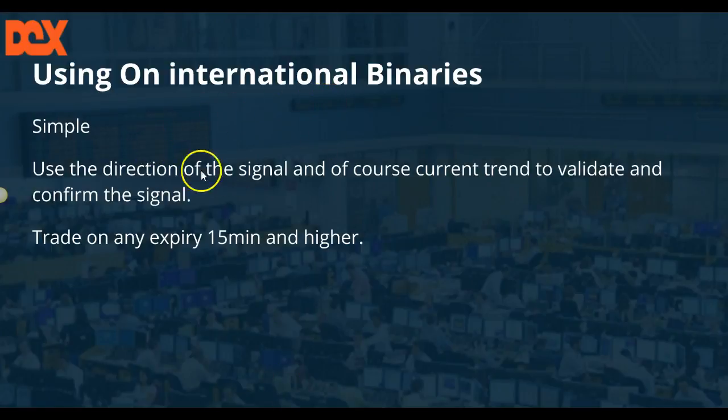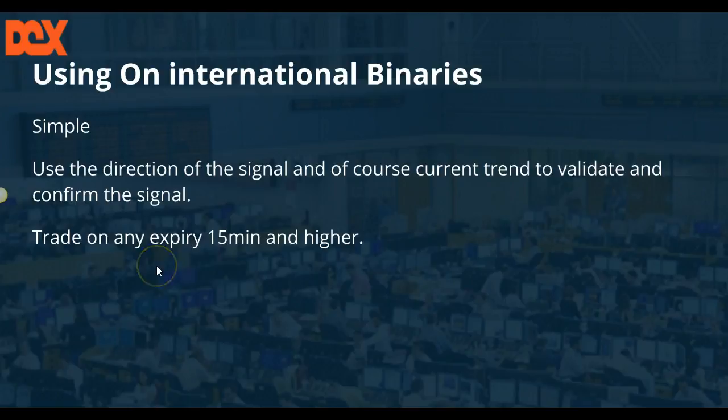Using the signals on international binaries is simple as well. You're just going to take the direction, the sell or the buy, and of course the current trend. If you don't already know how to read a chart in Basics, sign up for Pro and it'll show you. We'll show you how to read charts. Plus, on the Signal page now, we have a charting system from our friends over at investing.com.